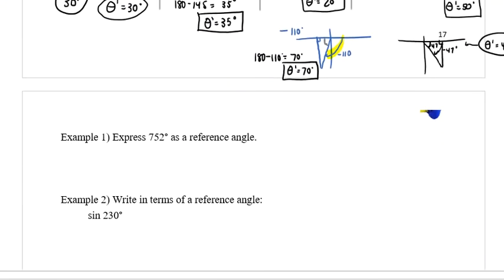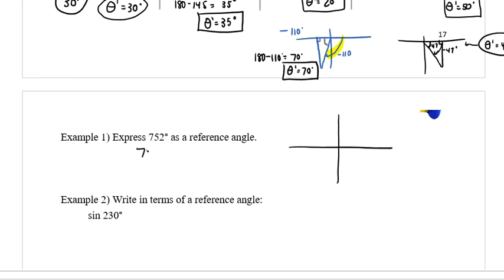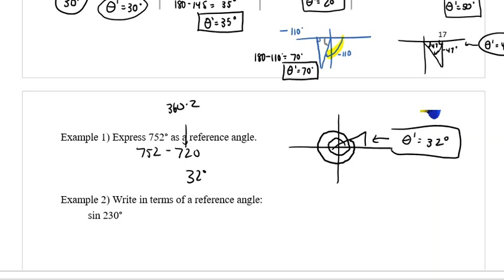Okay. Express 752 as a reference angle. Again, first thing I'm going to do is draw my picture. 752 is more than one full rotation. It's actually more than two full rotations. So I'm going to do 752, and I'm going to subtract 720. That's 360 times 2. And it comes out as 32. So basically I'm going around once, around a second time, and then to 32 degrees. So my reference angle would be 32 degrees.